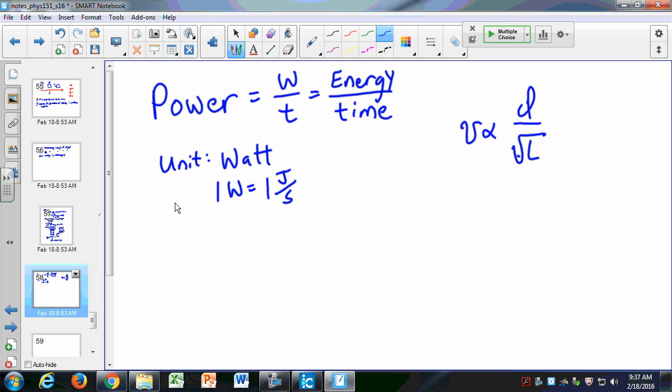Where d is your stride length, and L is your leg length. Okay? So what we're going to do is we're going to go outside. I'm going to have you all walk about 50 feet. You're going to do it a couple times because I want to average together your speeds and your stride lengths so we get a good comparison.